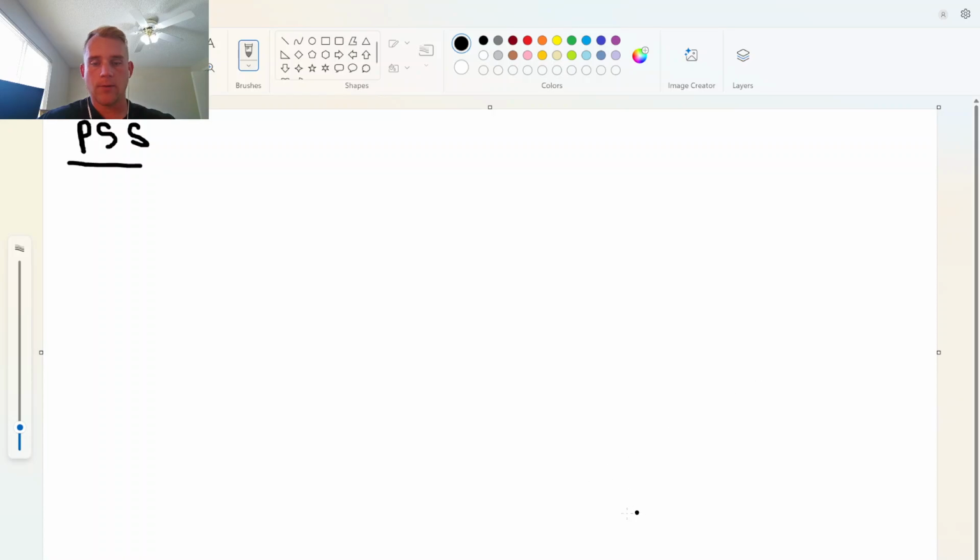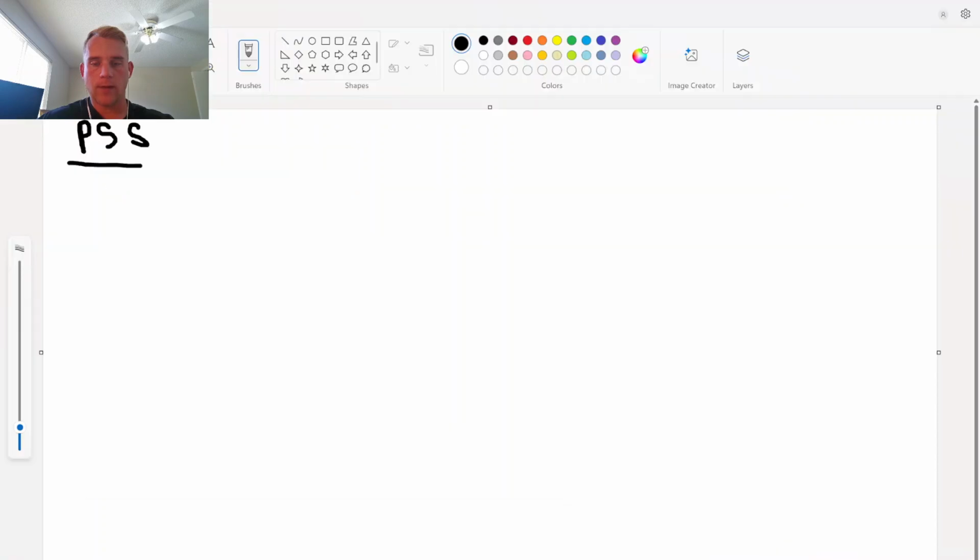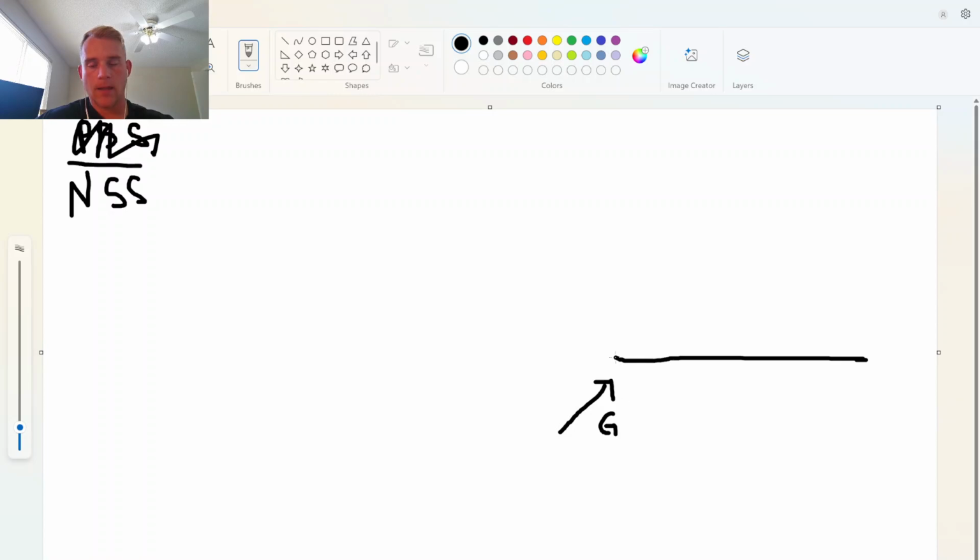Now, if I were flying along here and I encountered neutral static stability, that means that if we were moving along, and I encounter a gust of wind, my aircraft would hit this bump and it would just continue on this trajectory with no further inputs. It is neutral. This is neutral static stability.